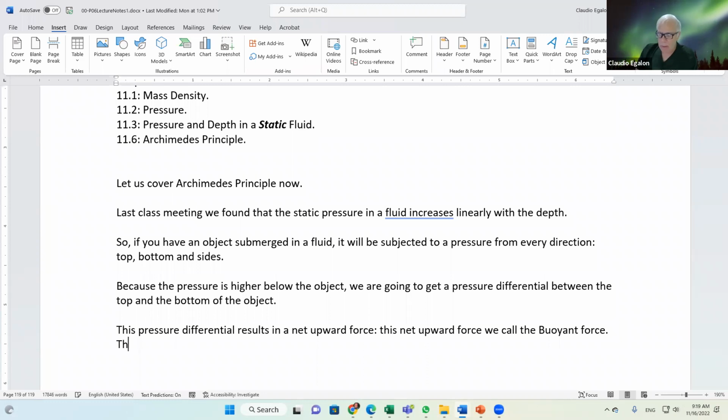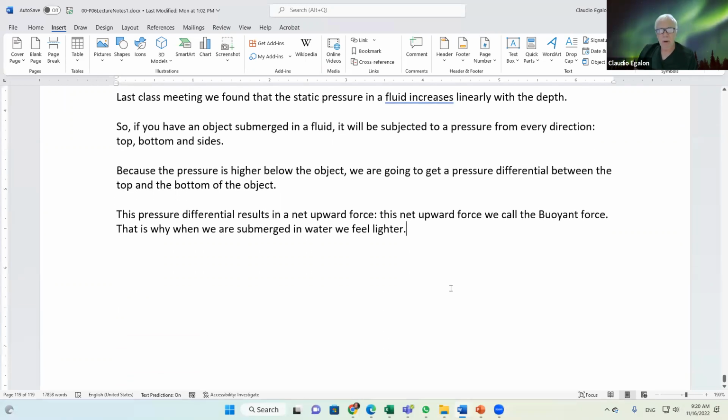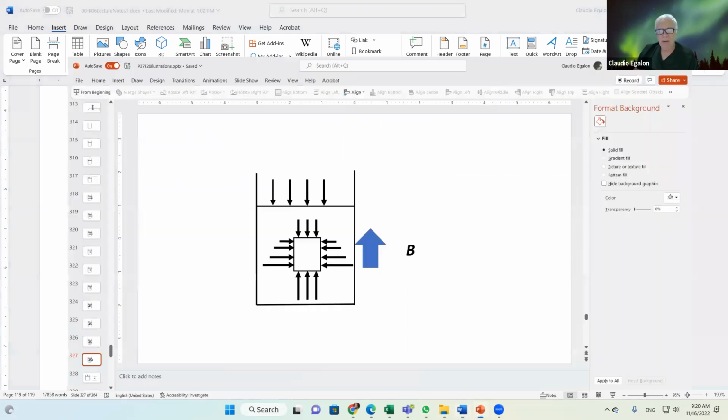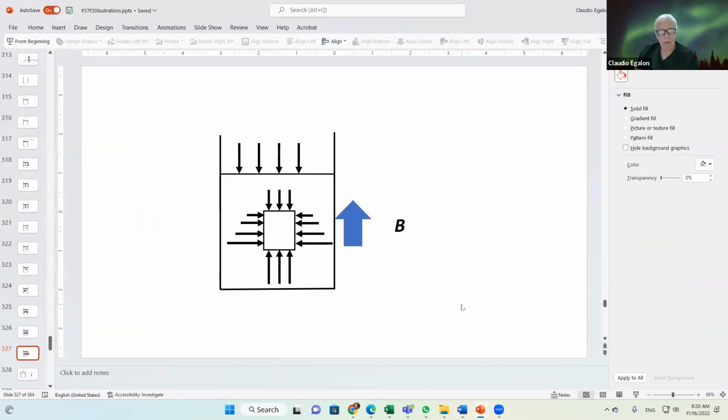That's why when we are submerged in water, we feel lighter, because we're subjected to this buoyant force. That's the reason we feel lighter: the pressure at your feet is higher than the pressure at the other parts of your body, and you're being subjected to this upward force. So that's what you have to know, the buoyant force. That's the first thing that you have to know about Archimedes' principle.